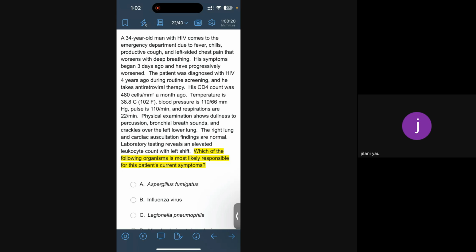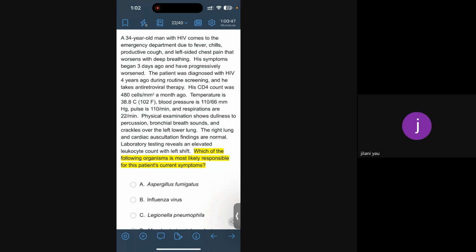Fever, chills, productive cough, left-sided chest pain that worsens with deep breathing. The patient was diagnosed with HIV 4 years ago, and his CD4 count was 480. Temperature is 38.8, respiration 28, dullness to percussion, bronchial breath sounds and crackles over the left lower lung.